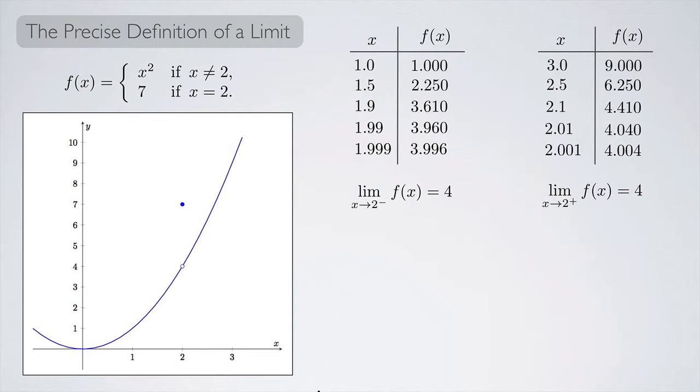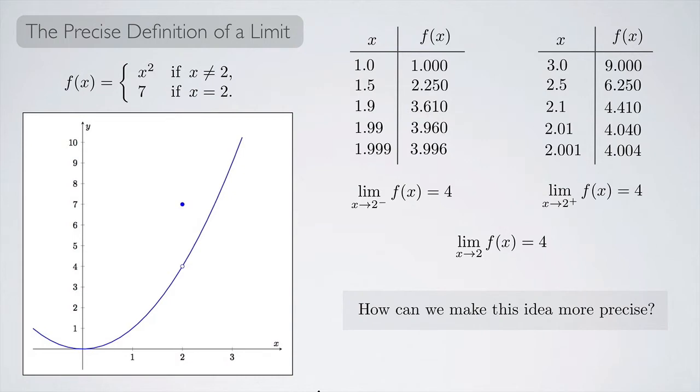And since the limit from the left and the limit from the right both exist and they're both equal, we can say that the limit as x approaches 2 of f of x is 4. And note that f of 2 is 7, but the limit doesn't care about what happens right at 2, it just cares about what happens as we get closer and closer to 2.